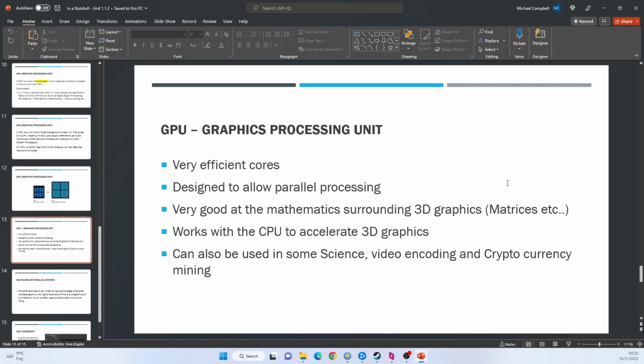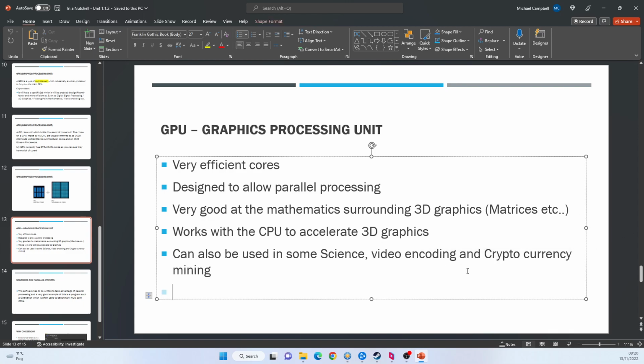Now, a GPU can be used in other areas. One of them, for example, is science. Some science math can be done using it. They're also quite good at video encoding. And very modern right now is cryptocurrency mining. GPUs are what are used to do Bitcoin mining and various others, because the math involved suits them much better. And also, because of the thousands of cores, you can break down the task much better. So anything that can be parallel processed quite well, a GPU can actually be used for. That's why it's video encoding, cryptocurrency, and some science and stuff like that.